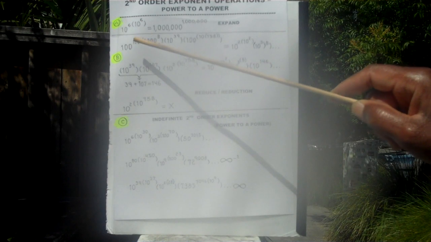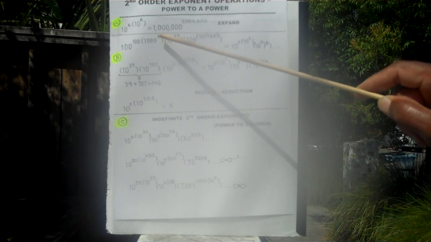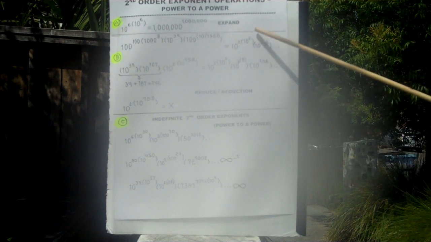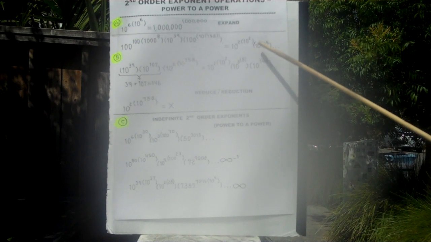100 to the 100th power, to the 1000 to the 8th power, to the 10th to the 39th power, to the 100 to the 10 to the 758th power, equals, this is reduction, equals 10 to the second power times 10 to the second power to 10 to the third power, which is raised to the 8th power, and so on, to 10 to the 39th power, to 10 to the 107th power, and the 39 and the 107 is added. 39 plus 107 equals 146.